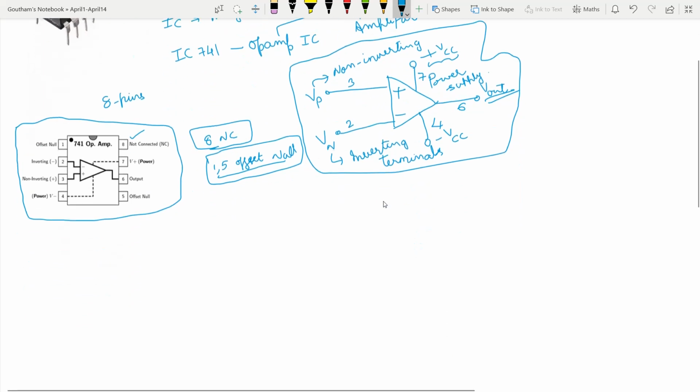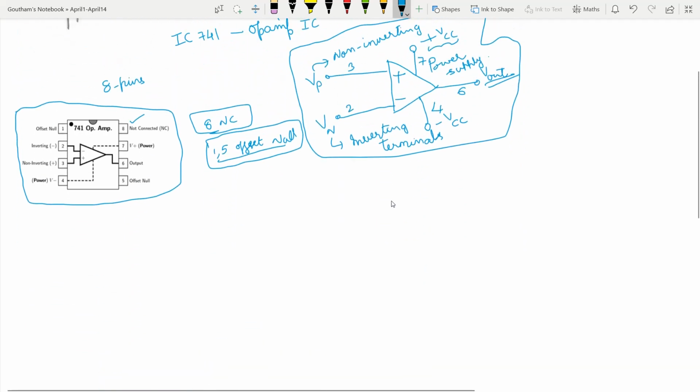Let us now discuss what the characteristics of an ideal op amp would be like, what an ideal op amp would be, and how close our 741 op amp is to those characteristics. So what are the ideal op amp characteristics? We will discuss now. There are many op amp characteristics, but our scope is very limited in this course, so I'll be discussing very few.